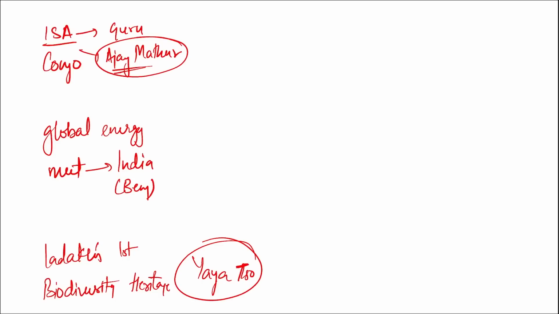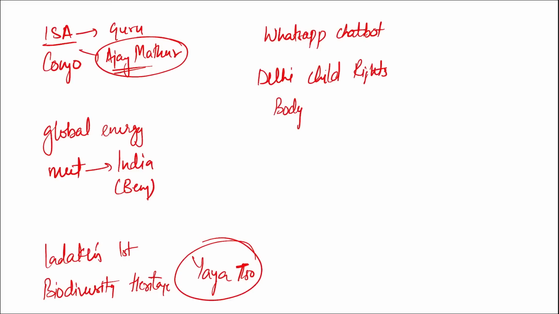Then, what is the name of the WhatsApp chatbot launched by Delhi's child rights body? The name is Bal Mitra.